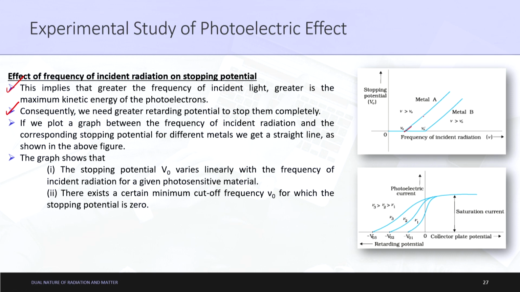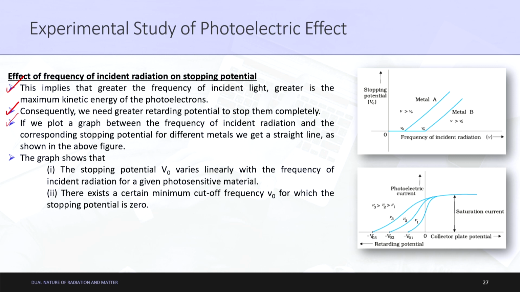So as you can see, we get a straight line as shown in the above figure. The graph shows that the stopping potential V naught varies linearly with the frequency of incident radiation for a given photosensitive material. So it is always linear only, that is the first point. The second point is very important.